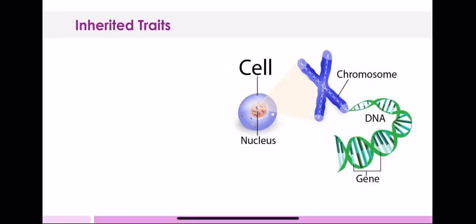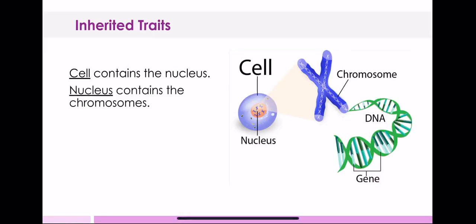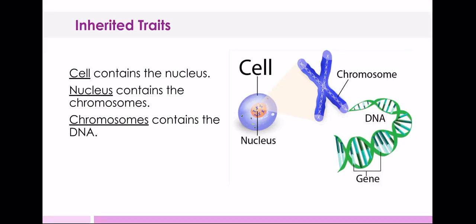All right, so quick review of those cell parts. The cell is the biggest of the four, and it contains the nucleus. Inside the nucleus are the chromosomes. Within the chromosomes contain the DNA. That's what they're made up of. And the DNA contains thousands of genes in tiny little segments all along those DNA strands.